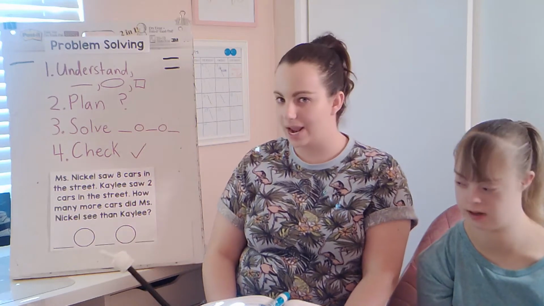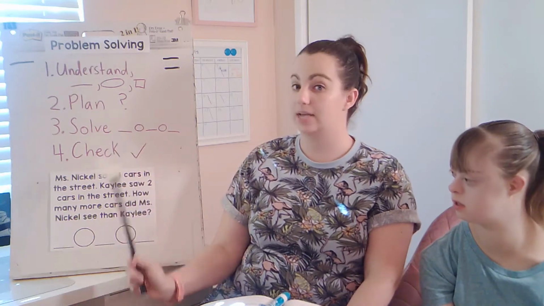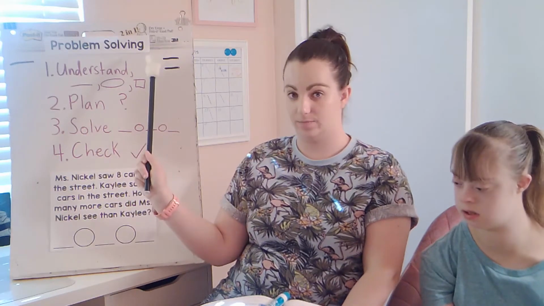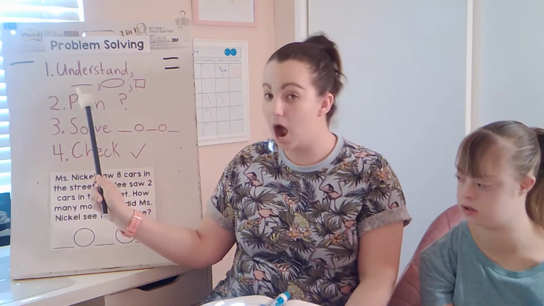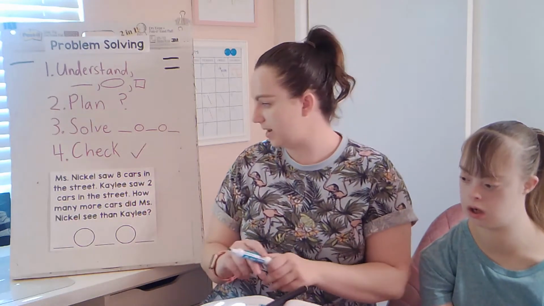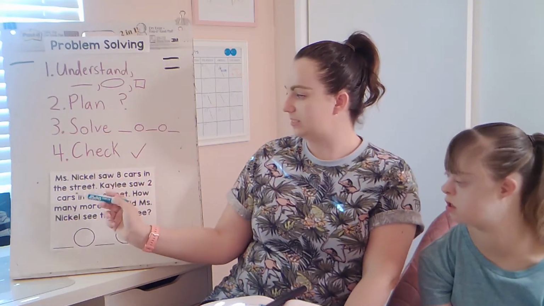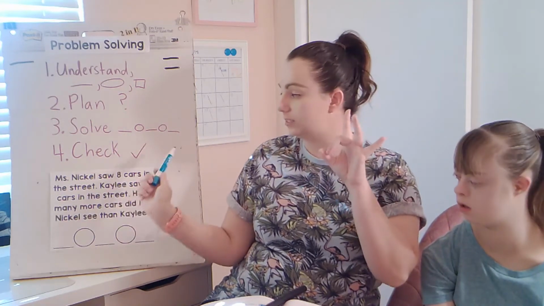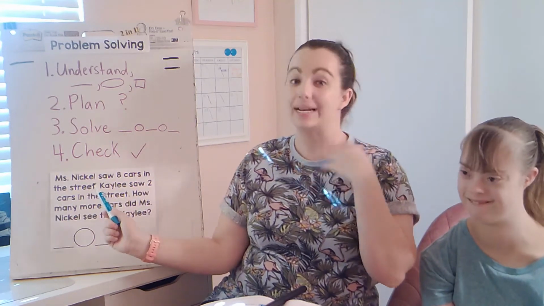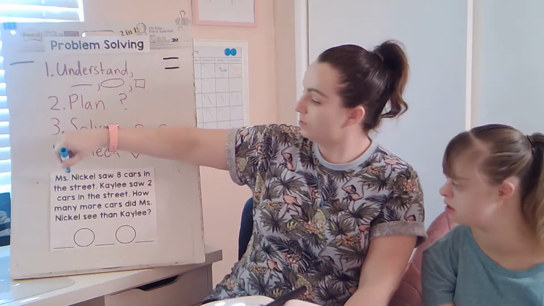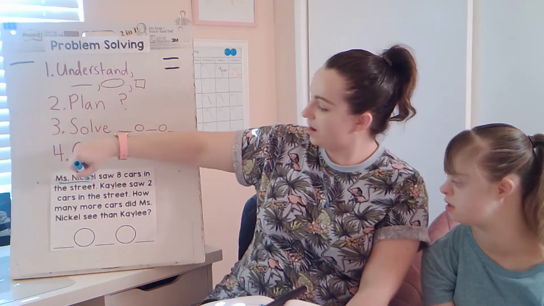Okay, let's go through our steps. 1, understand the problem. First, we're going to underline what we know, okay? We have to look back at the problem. It tells us Miss Nickel saw 8 cars in the street. Is that something we know? Yeah, it tells us it. So I'm going to go ahead and underline it. We know that.